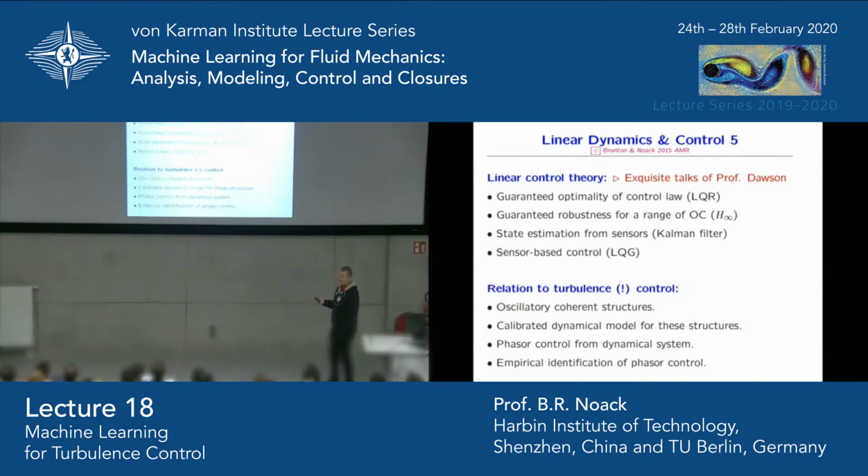Why is this in my lecture about turbulence control? Well, you have oscillatory coherent structures. You can have a dynamical model, a calibrated dynamical model for those. And at the end, you will always arrive at some phasor control for the dynamical system. So your control will always be the measured phase minus a difference, and then cosine, and then some gain. And you could also use empirical identification of the phasor gain. At the end, you only have two parameters in your control law. To some extent, you don't need the model. So the model comes as an ornament to your publication or to your understanding, however you see it.